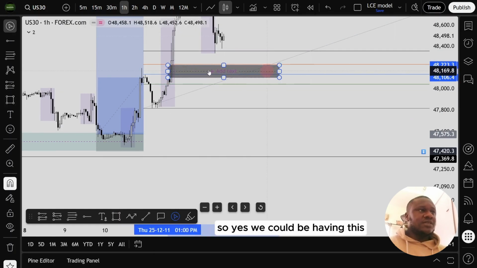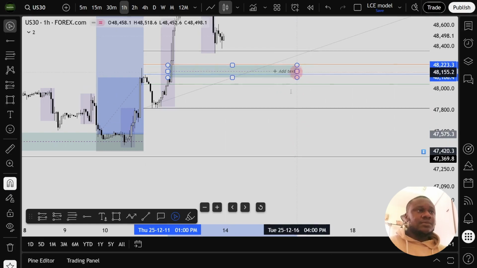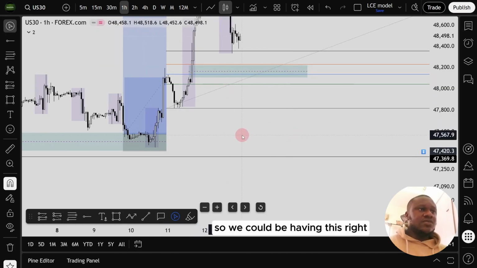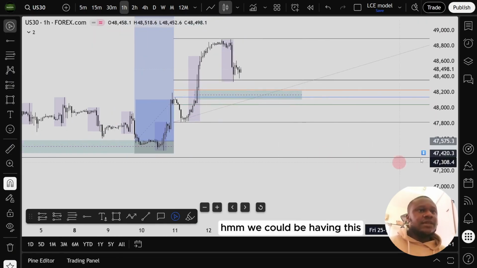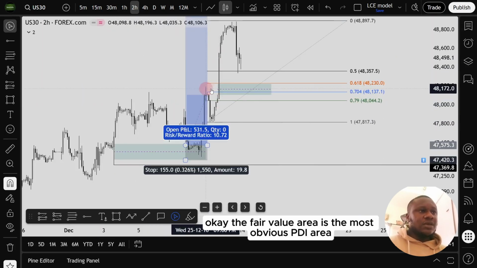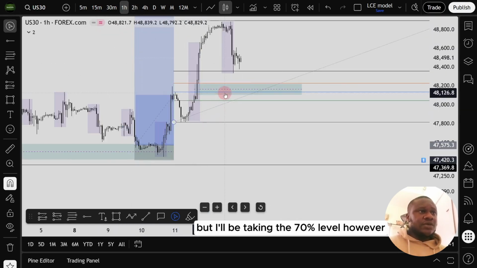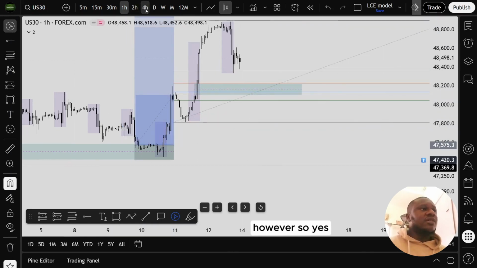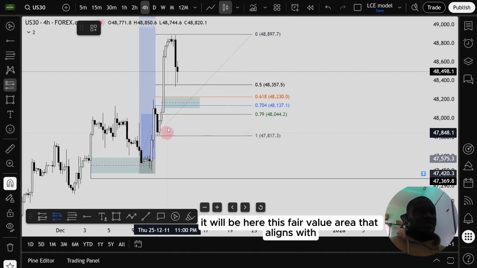So yes, we could be having this, right? What does the 2 hour have for me? Okay, the fair value area is the most obvious area of support right now, but I'll be taking the 70% level. So yes, if I'll be looking for a re-entry on USDT, it will be here.